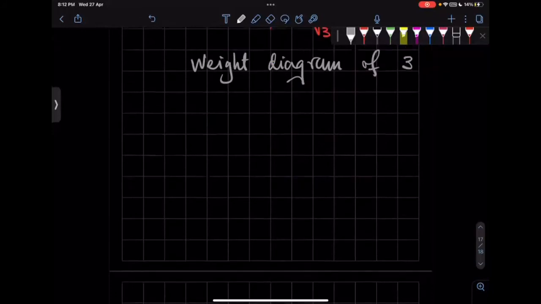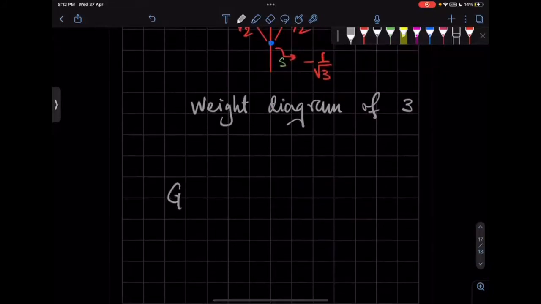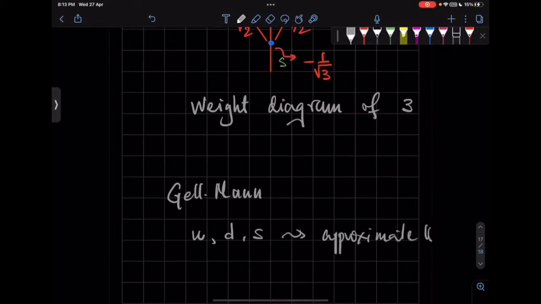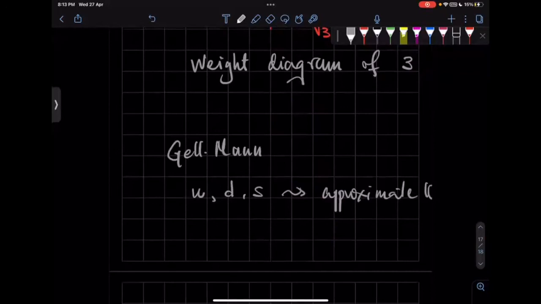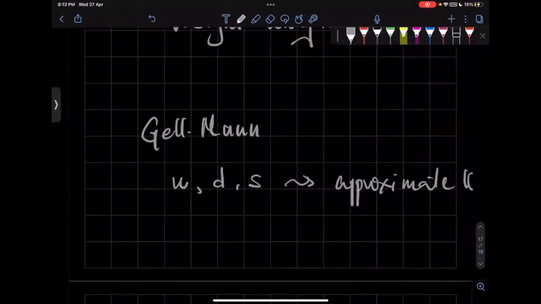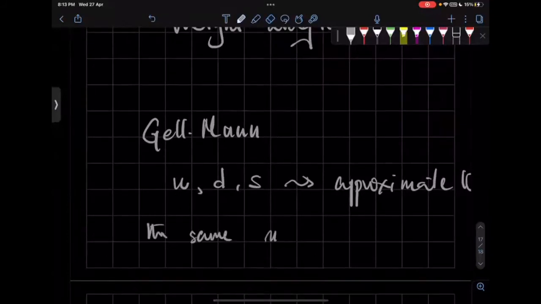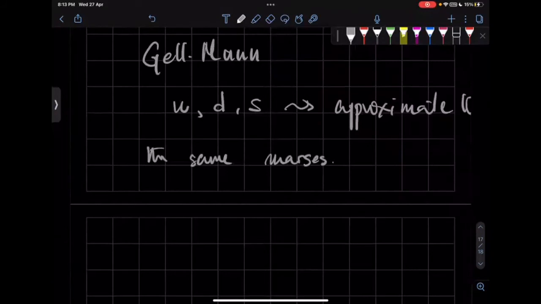So what Gell-Mann did was that he conjectured that there were three particles called up quark, down quark, and strange quark, and they had approximately the same masses. And what he conjectured was that all the strong interaction particles were made out of them. So, for example, if you have a particle which is made out of three quarks, we should have SU(3) symmetry.